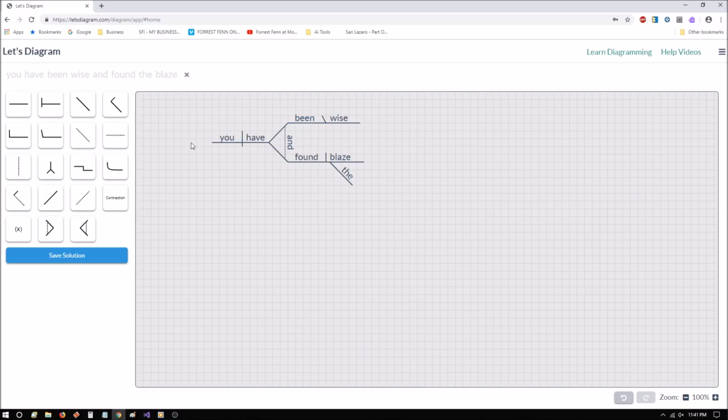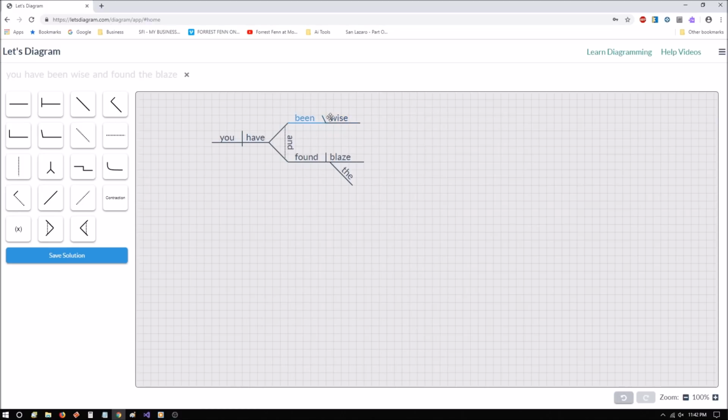Basically, what you have there is, forget about if, you have been wise and you have found the blaze, and there are two different things going on. Have is acting as just a helping verb in both cases, so we can keep it down here. Normally the entire verb would be down here. If it didn't have the conjunction, you would do you have been wise on one line, just like it is here. And if it was only the bottom part, it would be on there.